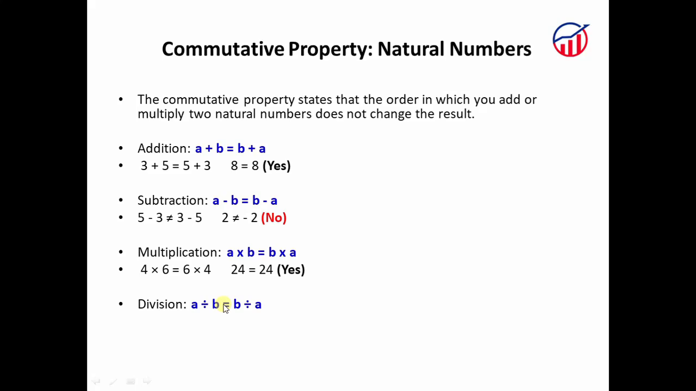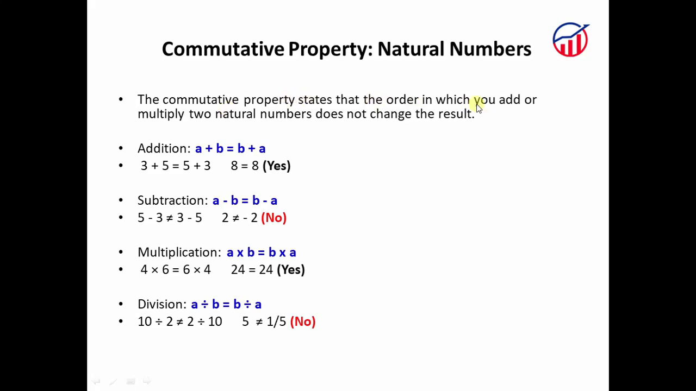A divided by b is not equal to b divided by a. So 10 divided by 2 is not equal to 2 divided by 10. Why? 10 divided by 2 is 5 and 2 upon 10 would be 1 upon 5. So you see that the LHS is not equal to the right hand side, and that's what this property states.